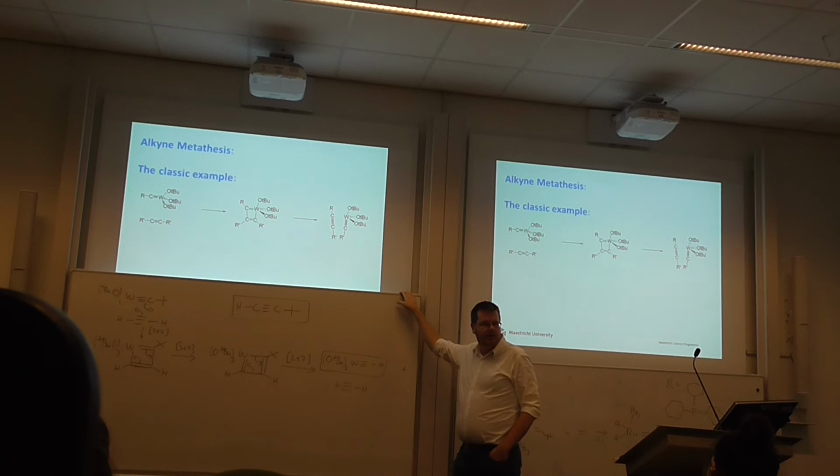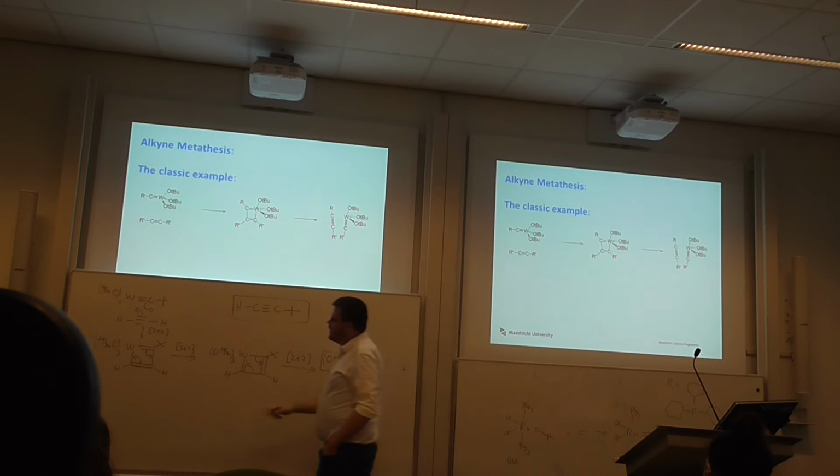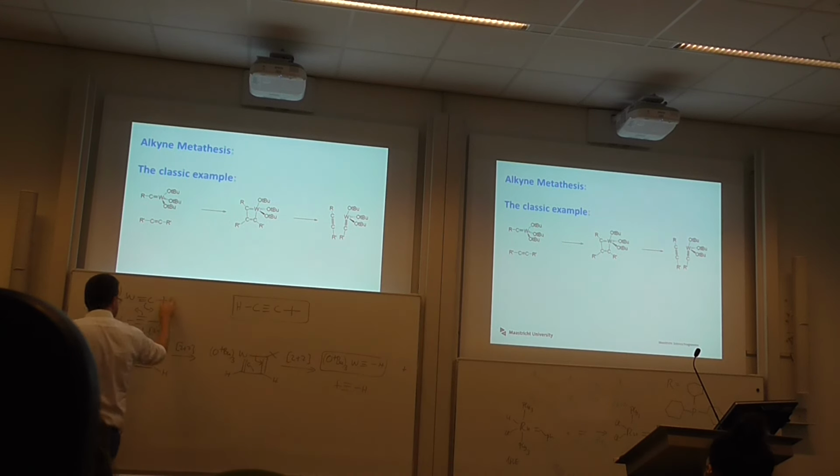Can you tune the selectivity of it as well? Like if instead of having 2 hydrogens, we have a phenyl, and we want that phenyl to be on the final alkyne as well? Is there a way to tune it to make sure that the hydrogen moves to the metal complex and not the phenyl? Absolutely. You can play around with a substituent here, right?